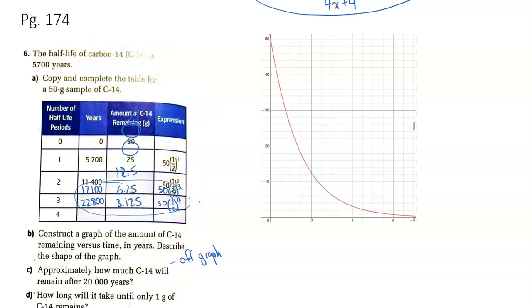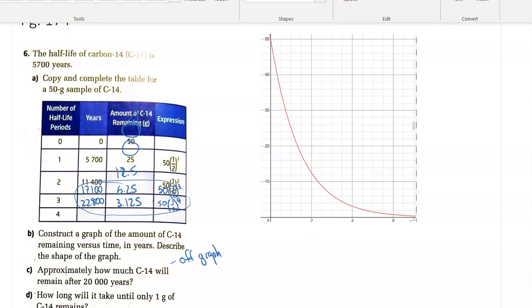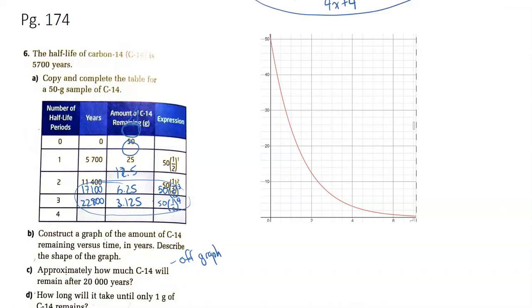Now part B asks you to construct a graph of the amount of C14 remaining versus time in years. Describe the shape of the graph. So the points that you would actually put on your graph would be something along the lines of the point after 5,700 years, it has 25 remaining, so you're going to have that point. After 2 half-lives, that is going to be 11,400. You would have 12.5. After 3 half-lives, it's going to be 17,100.